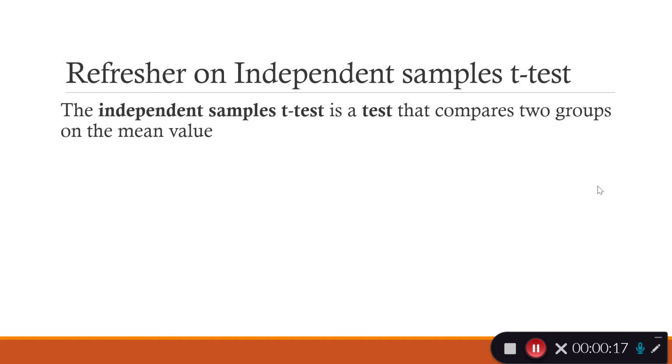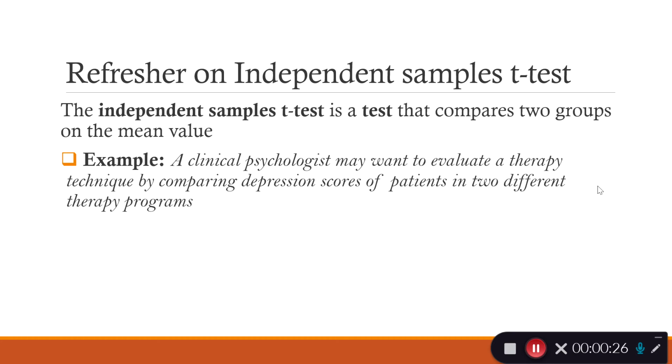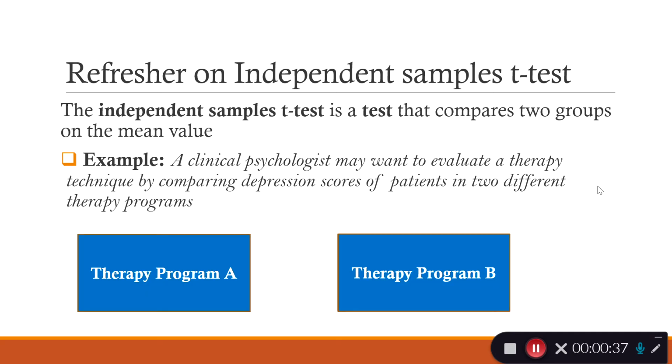So, remember, independent samples t test, we covered situations where we have two groups and we're comparing means across the two groups. So, for example, a clinical psychologist may want to evaluate a therapy technique by comparing depression scores of patients in two different therapy programs. So here we have two groups, therapy program A and also therapy program B, and we're comparing the means across the two groups.